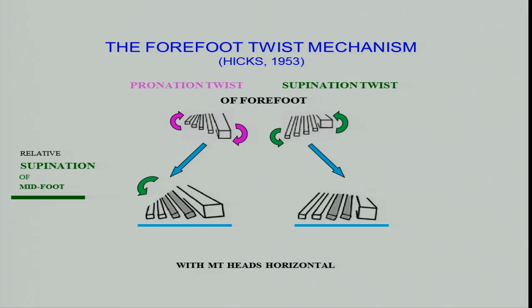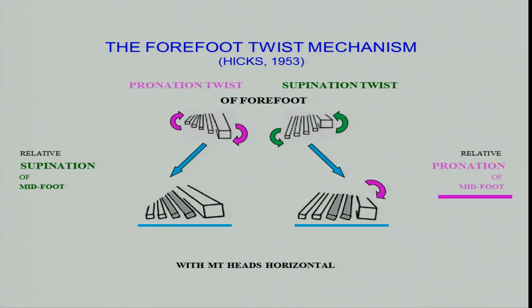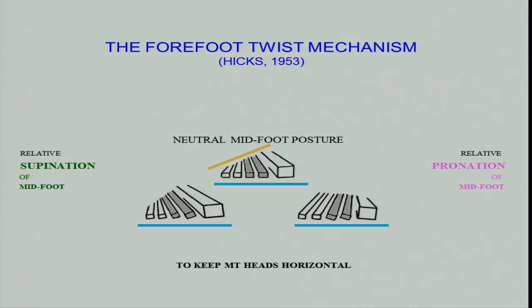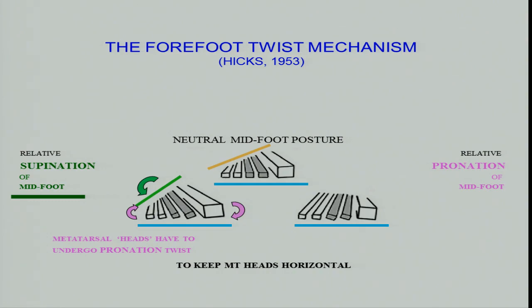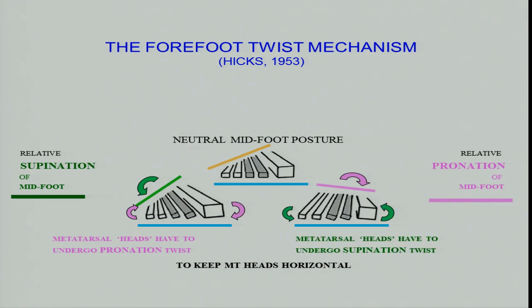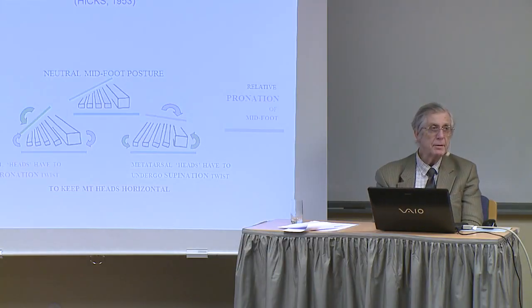So if the midfoot went into supination or pronation, the plantar surface of the metatarsal heads could remain level if the outer metatarsals did a twist in the opposite direction. So if the midfoot became pronated, the peripheral metatarsals did a supination twist around the stable segment in the middle.